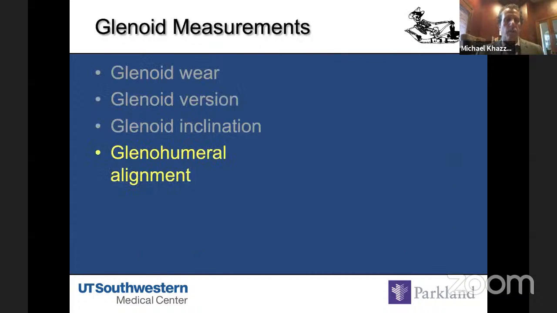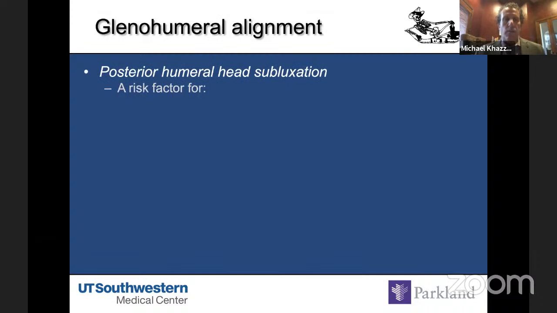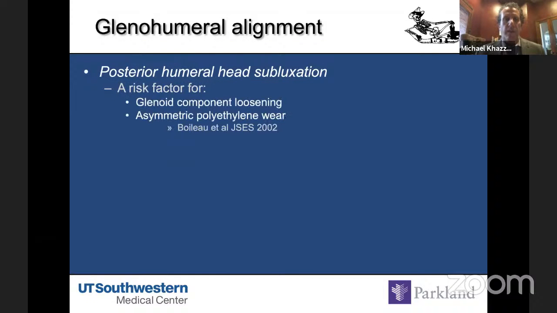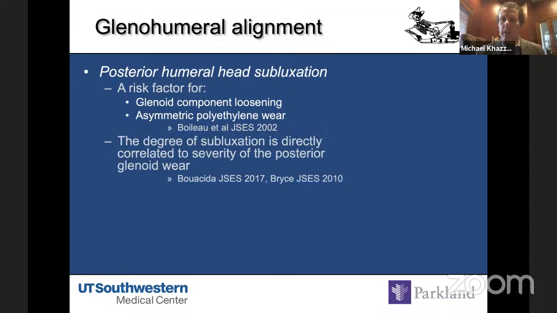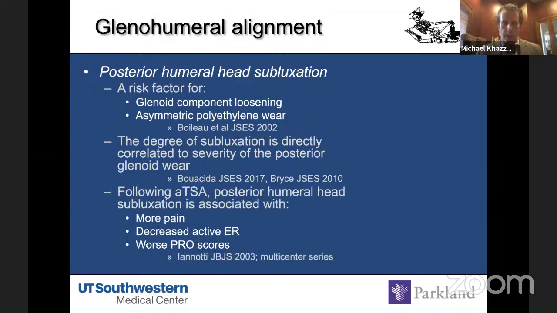Now, the other important aspect is the humeral alignment to the glenoid. It is known, multiple studies found that posterior humeral subluxation results in glenoid component loosening, asymmetric polyethylene wear, and failure of anatomic total shoulder arthroplasties. And the degree of subluxation is directly correlated with severity of posterior glenoid wear.